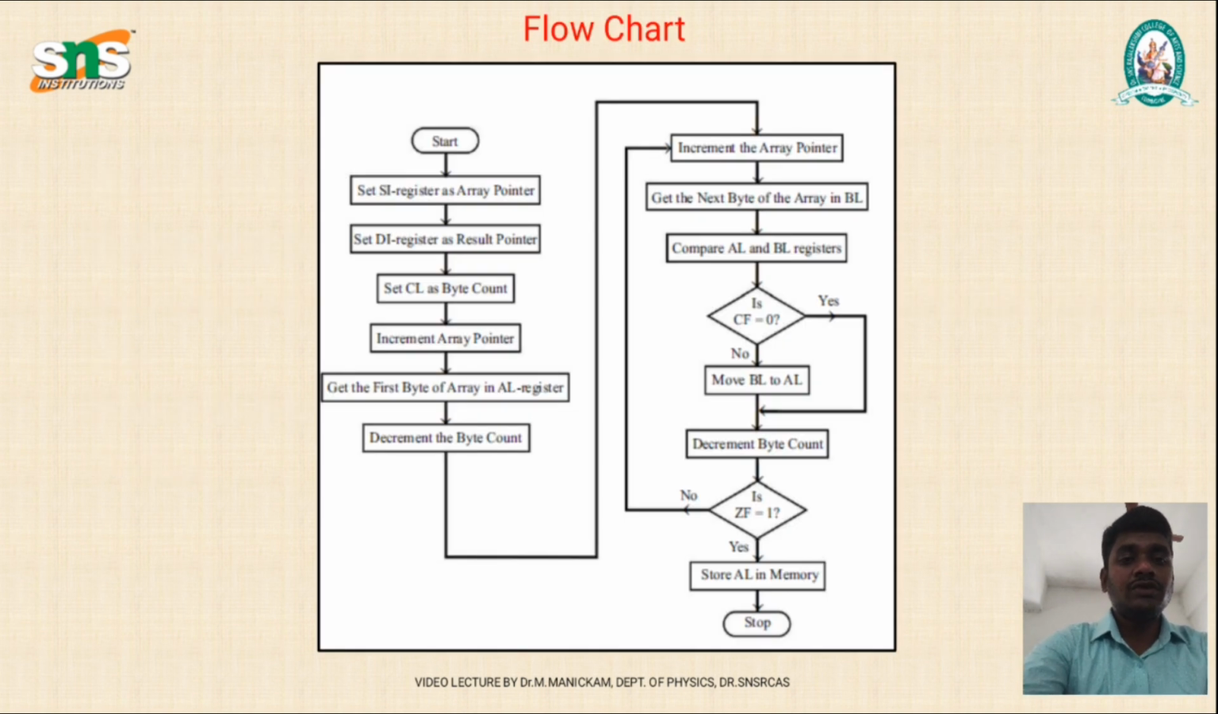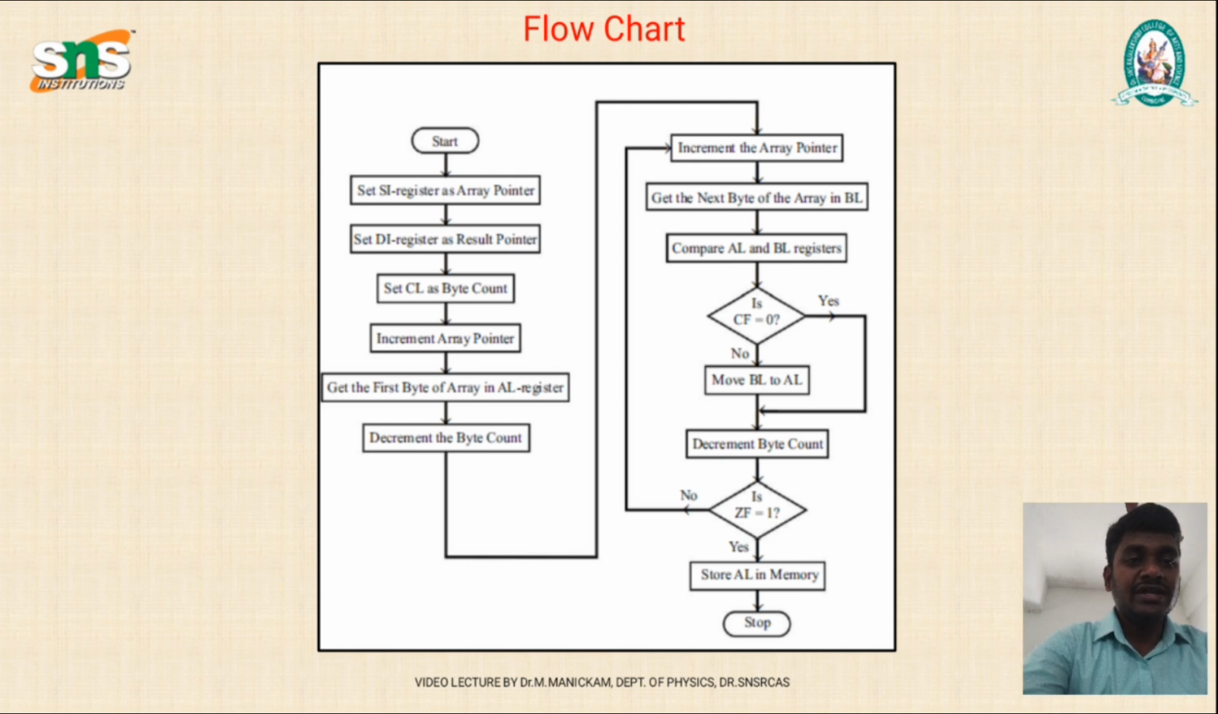So this is the flow chart for the largest data in an array. First step, we start the program. Then we set the array pointer, and the output result location we are setting by using the DA register. Set the CL register as the byte count, then increment the array pointer, get the first data in the AL register and the second data in the BL register. The step-by-step procedure is given in the flow chart.